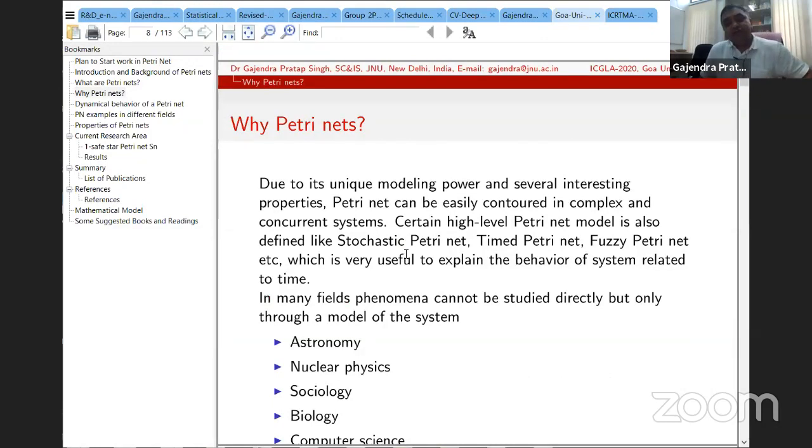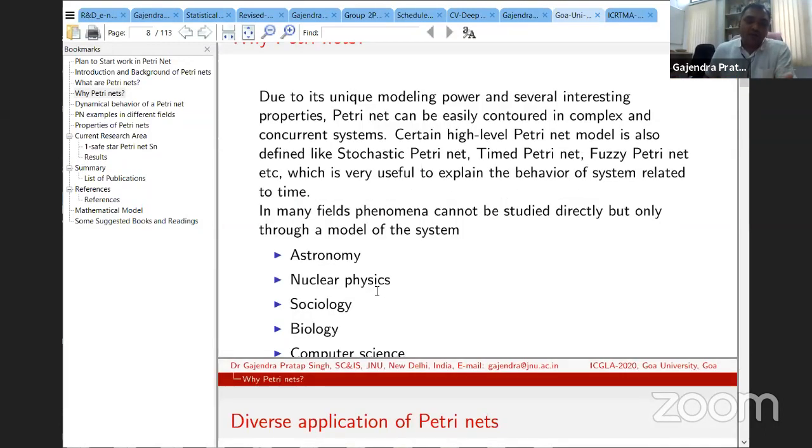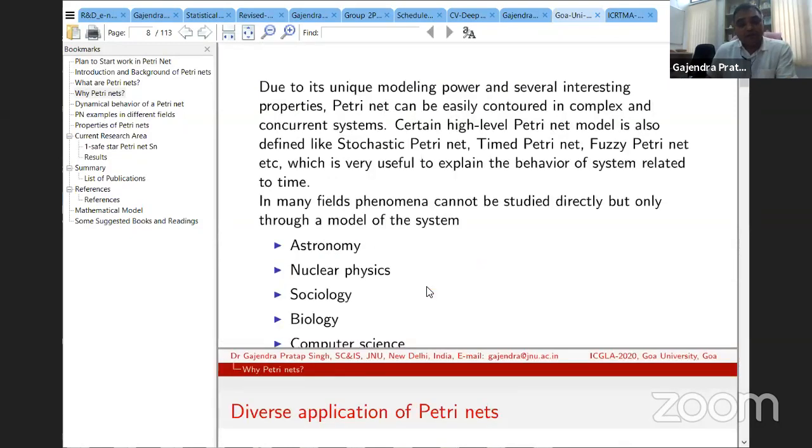And why Petri nets? As we know, there are so many systems in our day-to-day life that we cannot study directly. So here, Petri nets are the main source, or you can say we can get some idea how to start work in these areas, because these are areas like astronomy, nuclear physics, sociology, biology, and computing, very complex systems. If we apply Petri net theory to study these areas, then we can get much information.